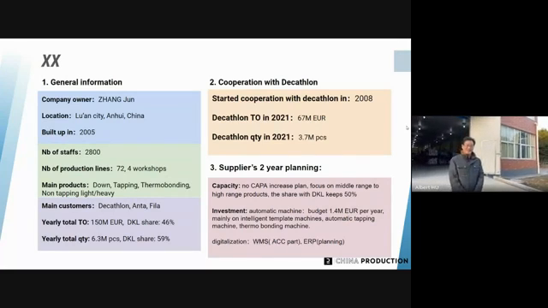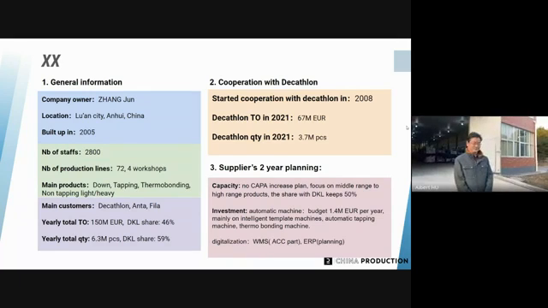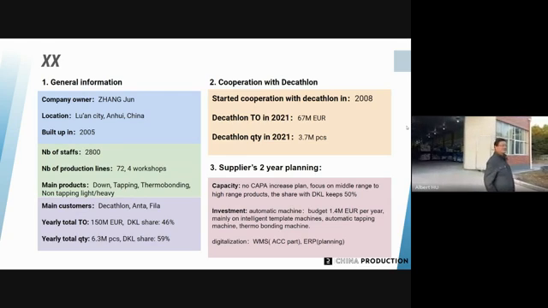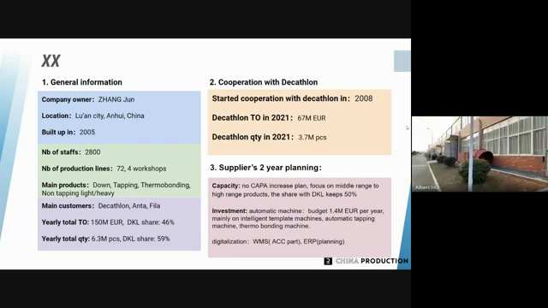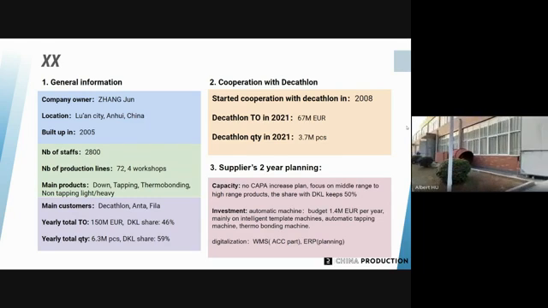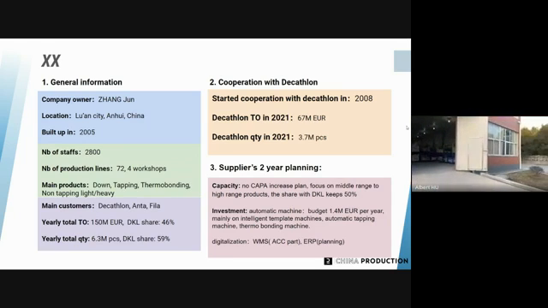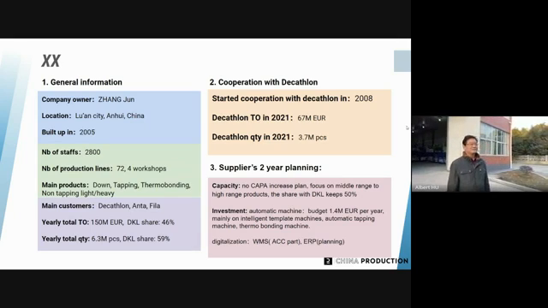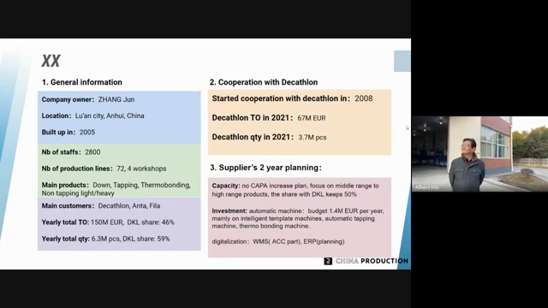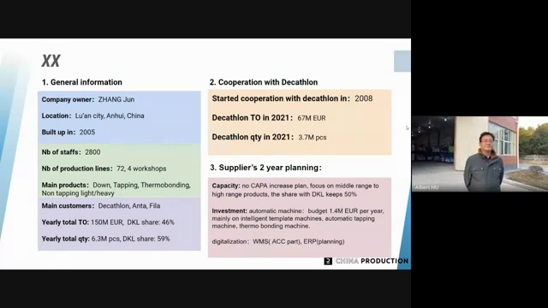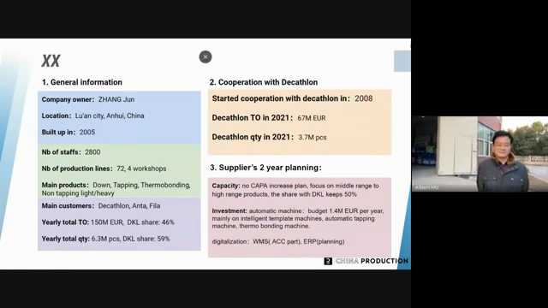Thank you, Mr. Zhang. I'll give a quick summary of the key points of Mr. Zhang's introduction. There are 4 workshops with 72 lines and 2,800 workers in Xinxin, and Xinxin can produce a full range of products: down, taping, and lights. The main customers of Xinxin are Decathlon, Anta, and Fila, and Xinxin has been cooperating with Decathlon for 14 years. The yearly turnover is around 115 million euro, and Decathlon accounts for 46% of it. Concerning the 2-year capacity planning, it will stay stable in the next 2 years, and the share of Decathlon stays stable too, around 15%. The investment plan is mainly on automatic machines and digitalization.